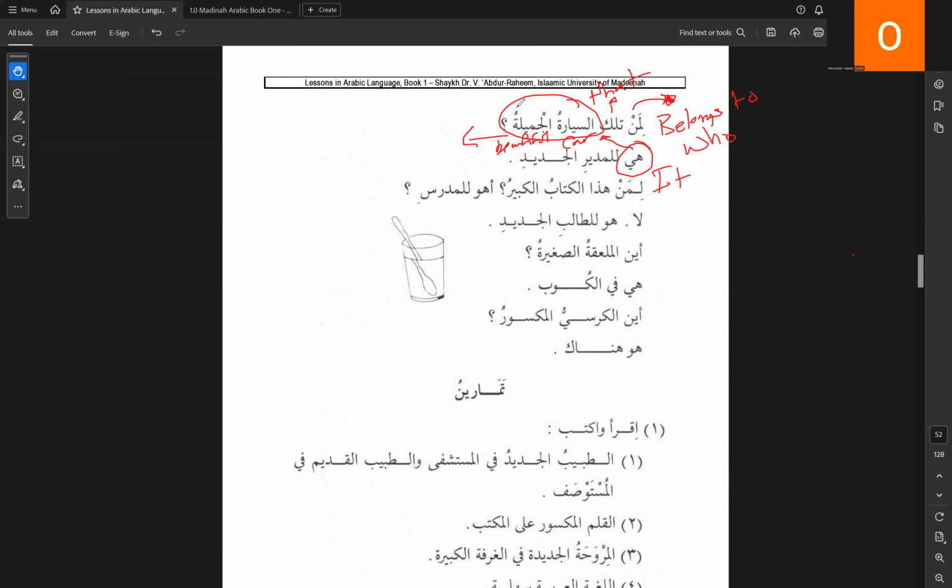Okay. لمن هذا الكتاب الكبير أهو للمدرس. Same thing. لمن هذا الكتاب الكبير. Who does this big book belong to? أهو للمدرس. Is it for the teacher? Or does it belong to the teacher? لا هو للطالب الجديد. No, it is for or belongs to the new student. This lam again.